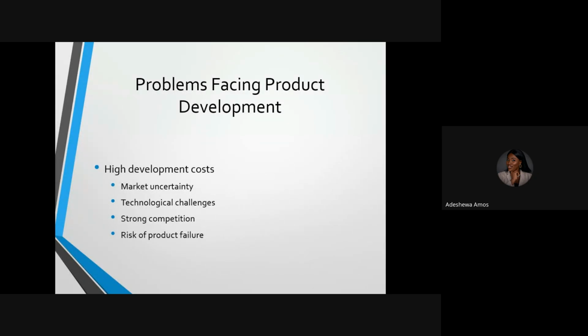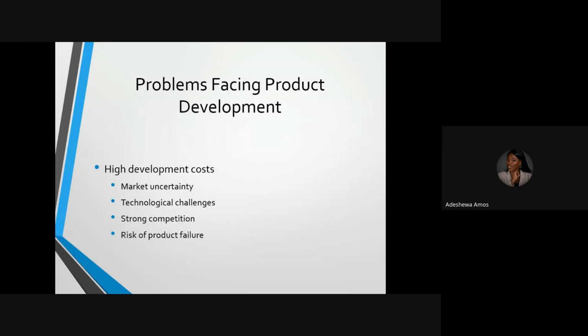You cannot be sure, because we know that consumers have tastes and preferences that change over time. Maybe at the time you started your research, it was the trend, it was the thing they wanted. But by the time you are done with your research, maybe it is no longer something they want. You see that? Then we have technological challenges.